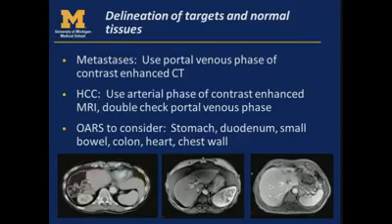In addition to contouring the tumors, of course, we need to think about the OARs, and in the abdomen area, stomach, duodenum, small bowel, colon, heart as well, because a lot of our tumors that we get are right at the diaphragm. That's why they couldn't be burned with RFA, and the ones that are at the diaphragm are right next to the heart, and then chest wall as well, so we don't cause any rib fractures.